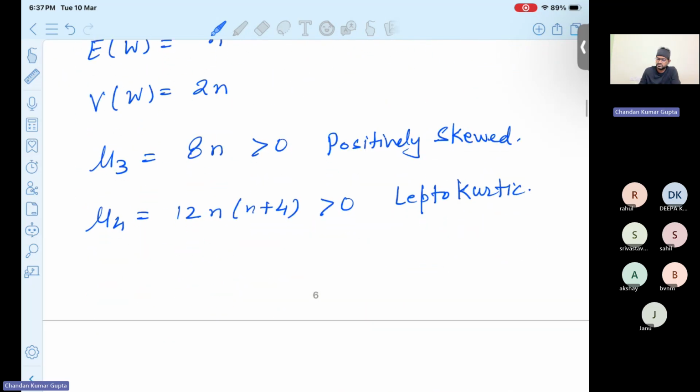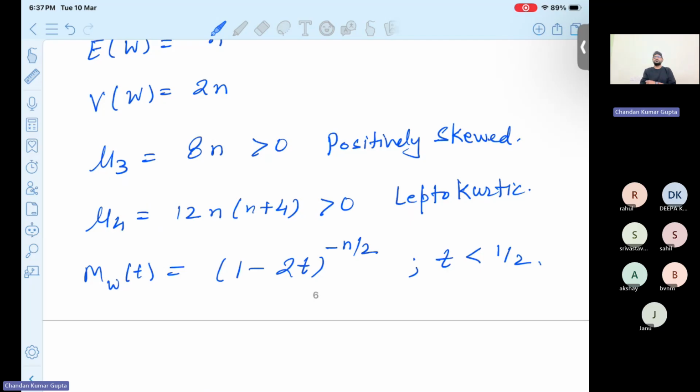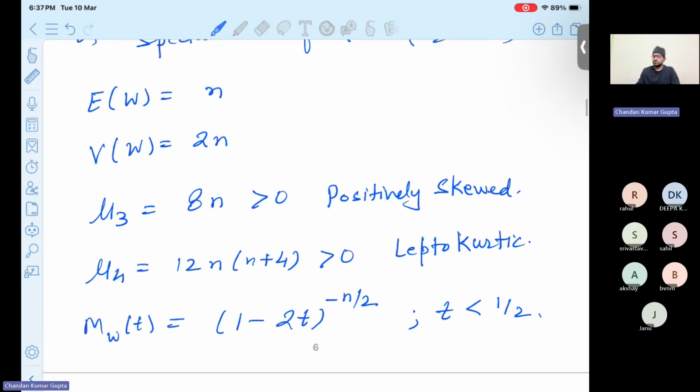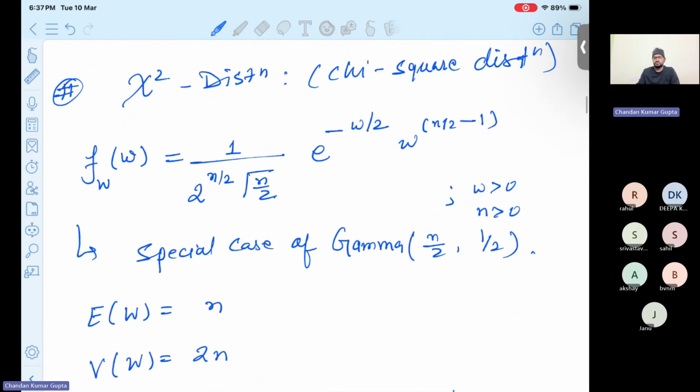There is an MGF also. The MGF is (1 minus 2t) to the power minus n by 2. Here t is less than half. So this is the overall description of the sampling distribution, that is the chi-square distribution.